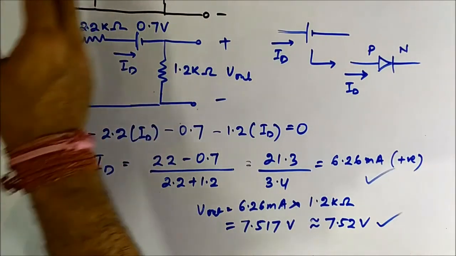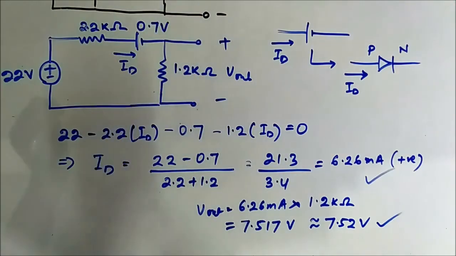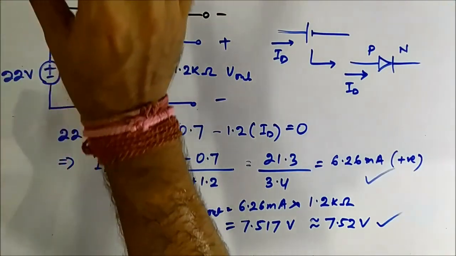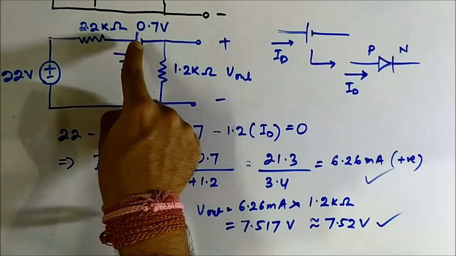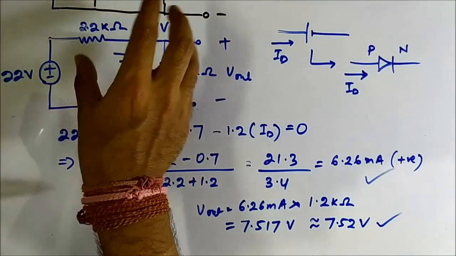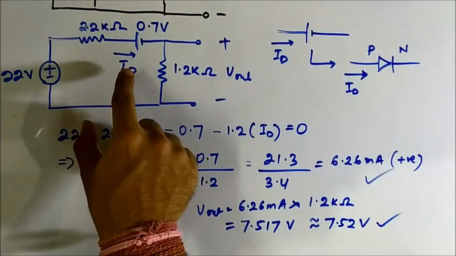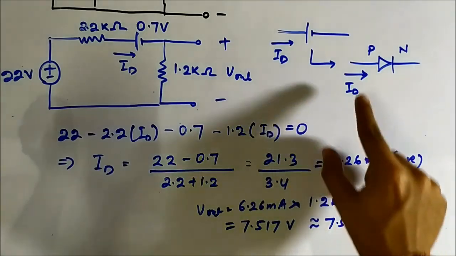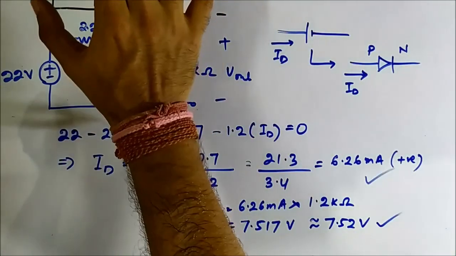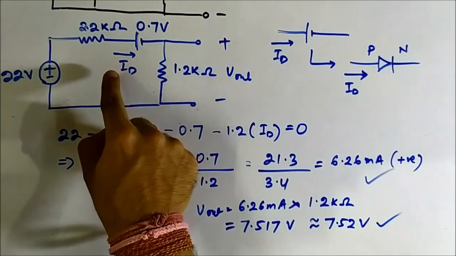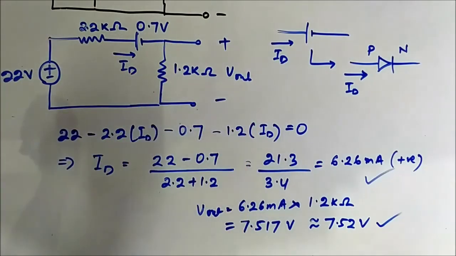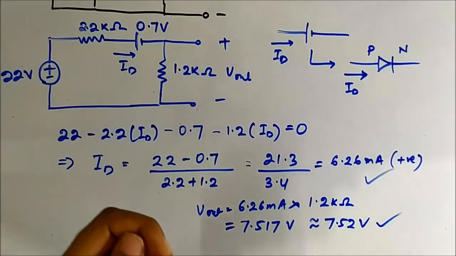First source transformation, then determining the behavior of the diode. We assumed that the diode is on, replaced it with its equivalent built-in potential, and found out the current. It is positive, flowing from P to N, so our assumption is true. This is the diode current, and this is the output voltage, the voltage drop across this 1.2 kilo ohm. So this is the 7th question which we have discussed.